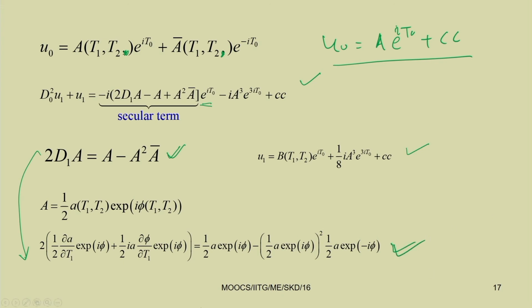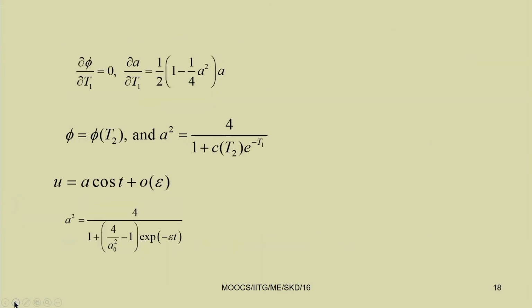So, now by separating the real and imaginary parts, we can obtain these things. That is dφ/dt1 equal to 0 and dA/dt1 equal to half (1 minus 1/4 a²) into a. So, from this, as this is constant, φ will not be a function of t1. It will be a function of t2.